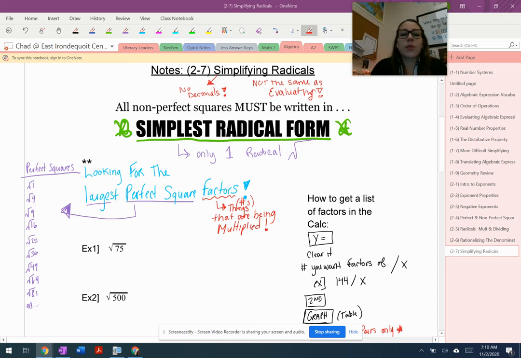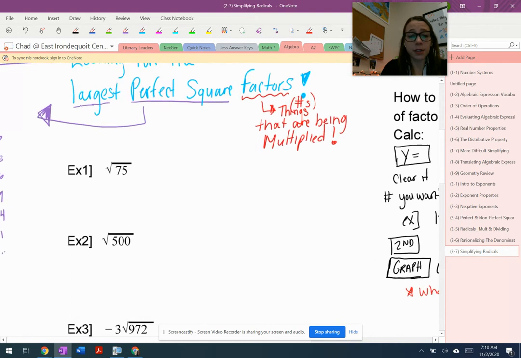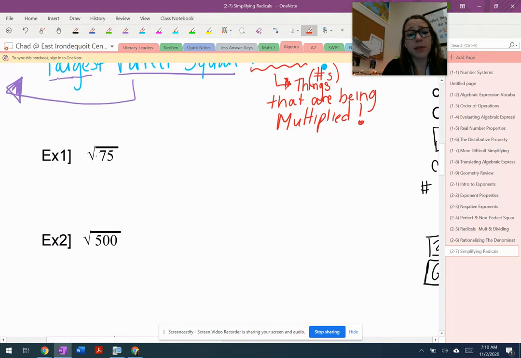Okay, so 2-7, simplifying radicals, and we're going to look at example 1 here. So remember, we're looking for the largest perfect square factors. I've got some of the perfect squares listed over here to the left, and I know how to use my calculator to get a list of factors. So the first example is the square root of 75.